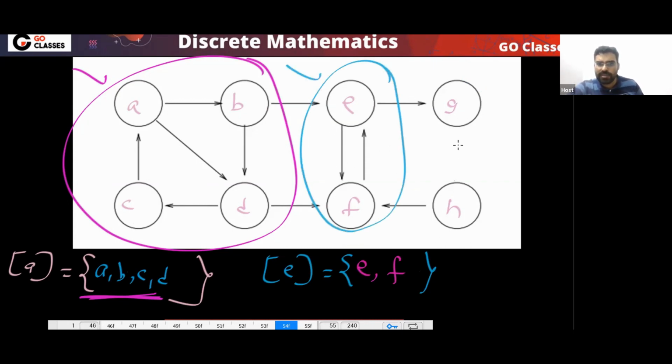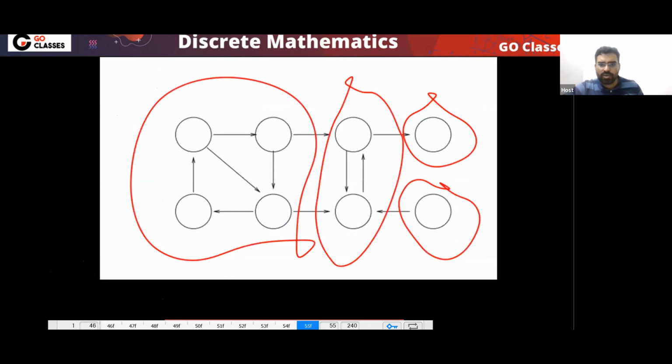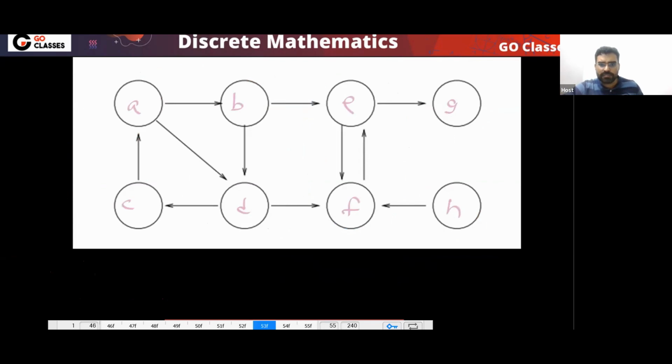Next, there will be G. And next, there will be H. So in total you have 4 strongly connected components in this graph. These are the 4 strongly connected components. Is this clear? Does anyone have any doubt in this?